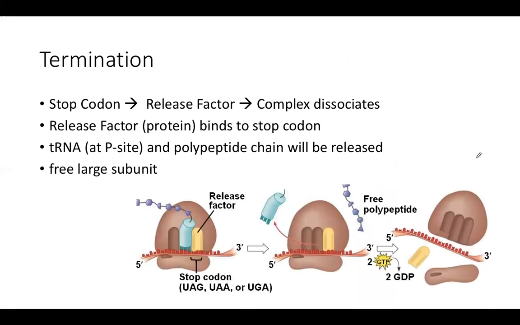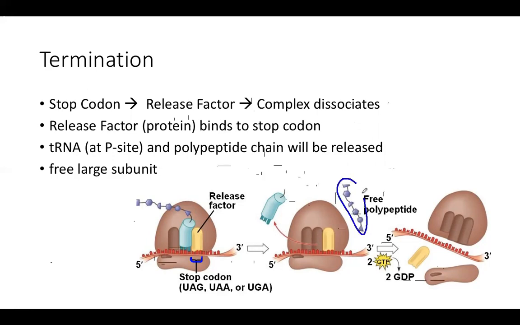Okay, last step of translation, you have termination. And this happens when you see a stop codon, right? So this codon on your mRNA is your stop codon. It can be UAG, UAA, or UGA. And it triggers this release factor, which is a protein, and it'll come through the A site and bind to the stop codon. Then it tells the tRNA at the P site to leave, and it will free this polypeptide.